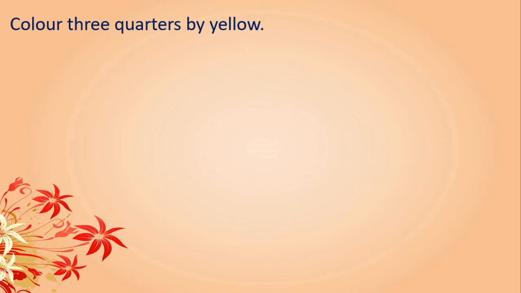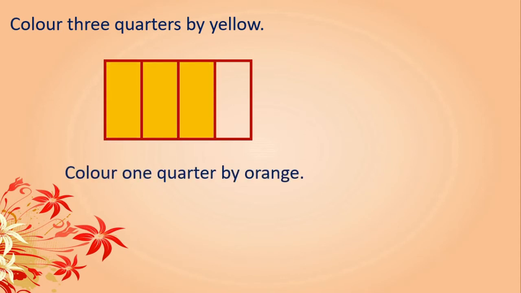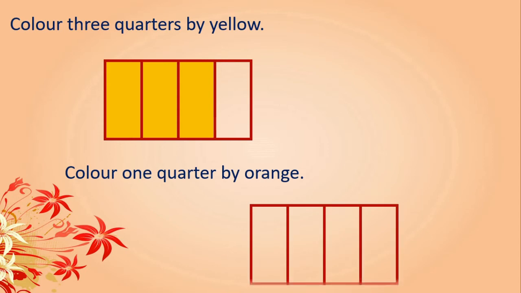Now color 3 quarters by yellow. Here you can see the picture with 4 equal parts. We have to color any 3 parts by yellow because that is nothing but 3 quarters. Correct? Now one more. Color 1 quarter by orange. Again the same picture, 4 equal parts you can see here. Only we have to color 1 part, because that is nothing but 1 quarter. Which color we have to give? Orange color, isn't it?